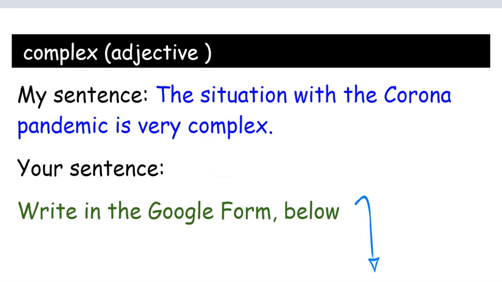The situation with the corona pandemic is very complex. Write your sentence in the Google form below. Again, a sentence that shows that you know how to use this word.